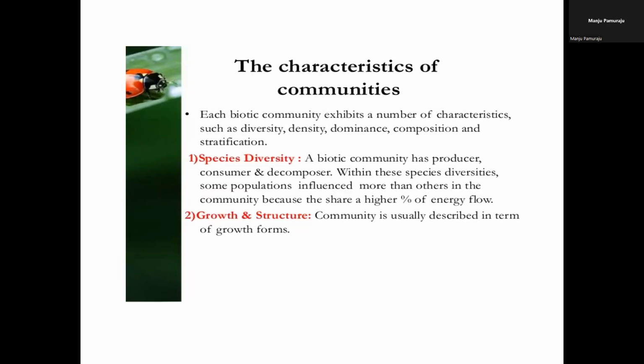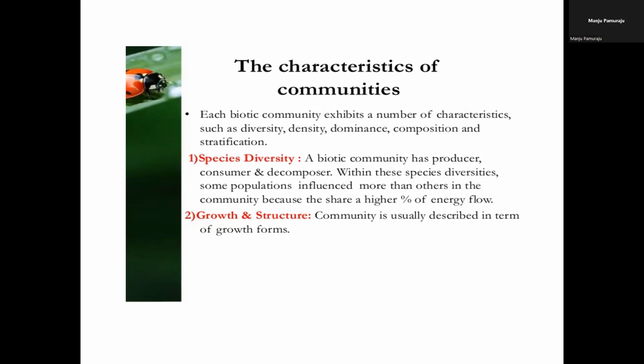Each biotic community exhibits a number of characteristics, for example diversity, variation, density, dominance, composition and stratification. The first one is species diversity. A biotic community has producers, consumers, and decomposers, and there is variation in these species. Within this species diversity, some populations influence the community more than others because they share a high percentage of energy.